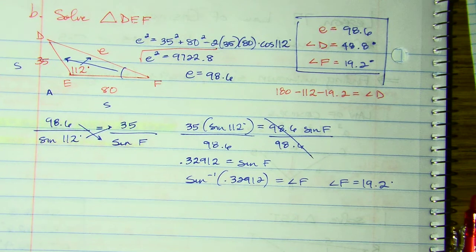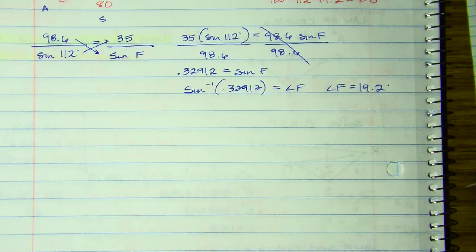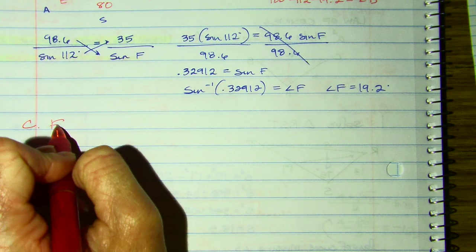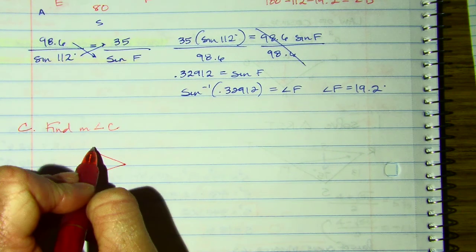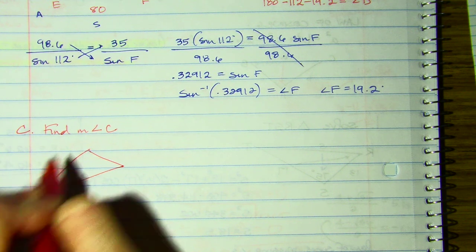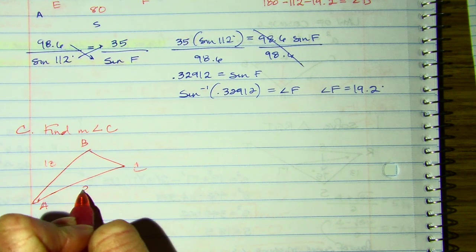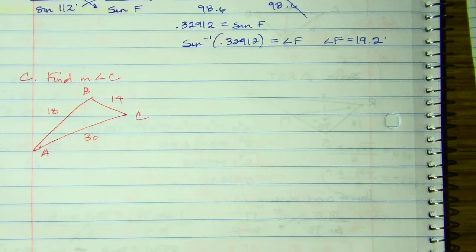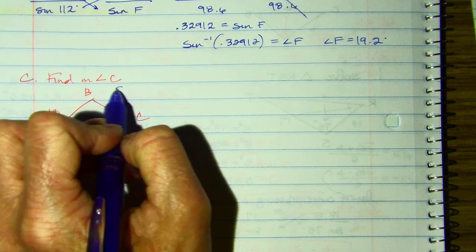we are going to use the law of cosines to find a missing angle. So we don't have to solve for everything in this next piece. They'd like us to find the measure of angle C in the following triangle. This is A, B, C. This is 18, 30, and 14. So notice in this example, I do not have side, angle, side. I have side, side, side.